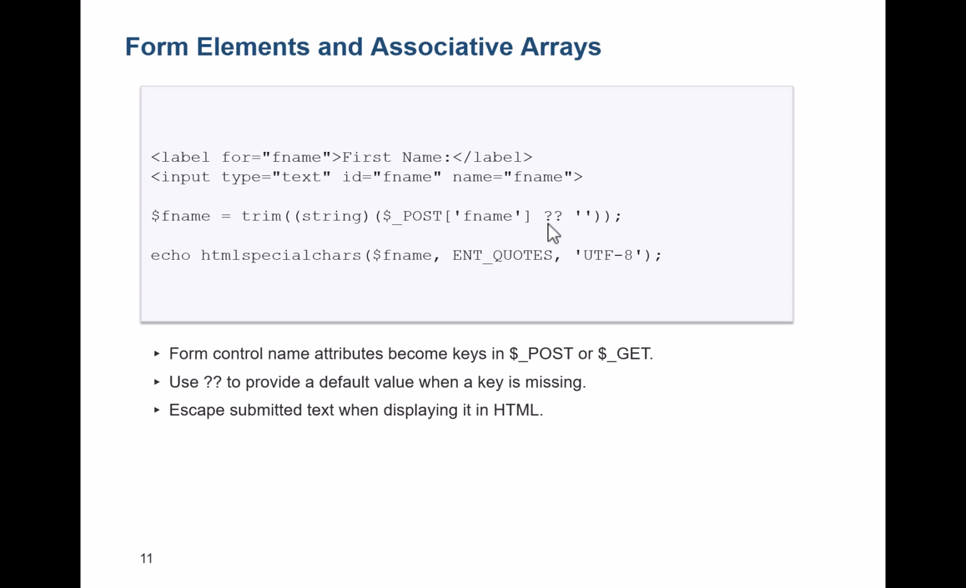The null coalescing operator prevents a missing key warning. It does not validate the submitted information. The htmlspecialchars function prepares the text for safe display in HTML. Retrieve and validate the data first, and escape it when it is displayed.